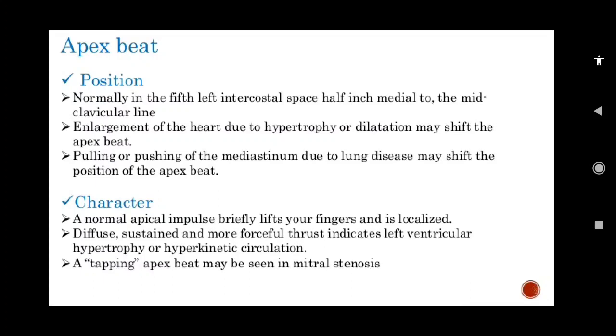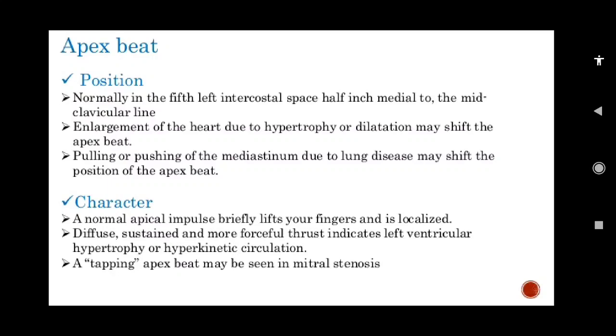Apex beat is defined as the lowermost and outermost definitive cardiac impulse. It is normally located in the fifth left intercostal space, half an inch medial to the mid clavicular line. Enlargement of the heart due to hypertrophy or dilatation may shift the apex beat. Pulling or pushing of the mediastinum due to lung disease may also shift the position of the apex beat.